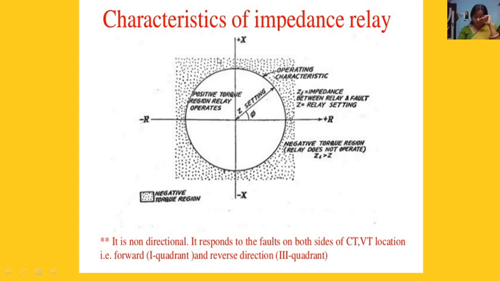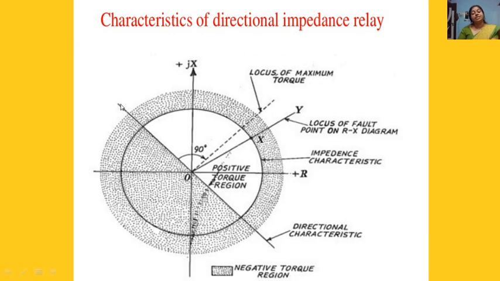Characteristics of the impedance relay: the outside region is the non-operating region, the negative torque region. Inside it is the operating region. It is non-directional. It responds to faults on both sides of the CT VT location, that is forward, first quadrant, and reverse direction, third quadrant. As this covers all four quadrants, this relay is non-directional, but we have to make it directional using a directional unit. That directional unit is called the angle impedance relay, which we'll see. So this is our directional unit. Now this relay will see only positive direction faults.